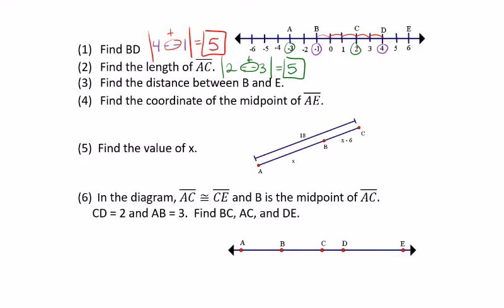All right, find the distance between B and E. So, same question, just asking us a different way. B and E, so we're going from -1 to 6. So I'm going to do 6 minus -1, take the absolute value of that, and we get 7.